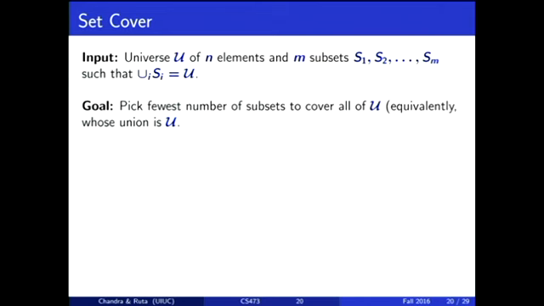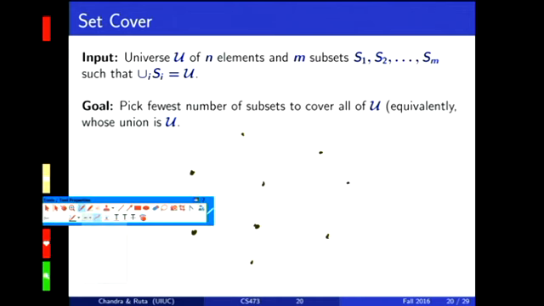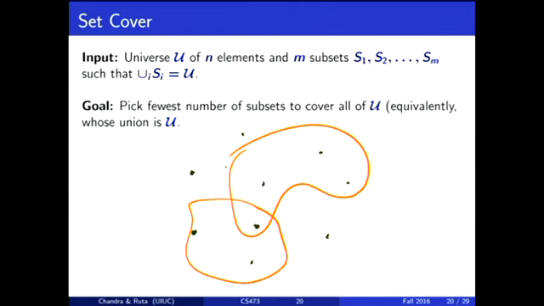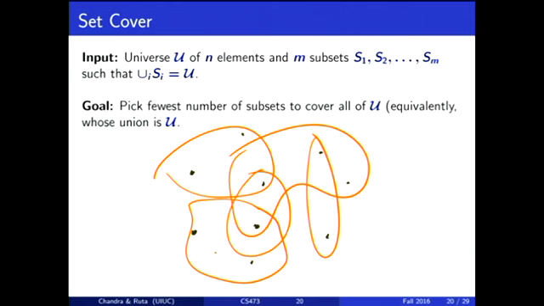So what is a good way of thinking about it? Here is one: I give you some bunch of points in the plane, say, and then I give you some shapes. Okay, that's enough maybe right now. Okay, so now I ask, if I take all the shapes, I'll cover all the points, right? But I say I don't want to take all the shapes. I want to take as few shapes as possible to cover all my points. That's set cover.